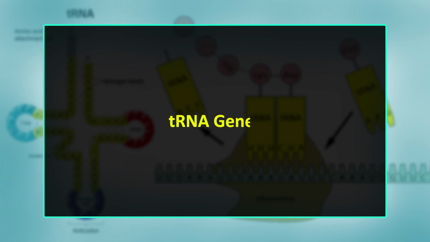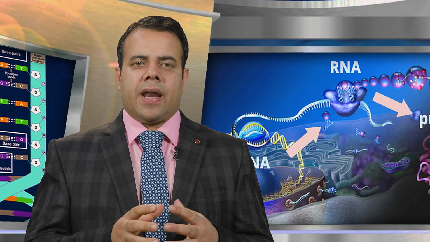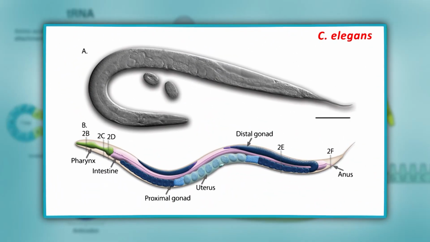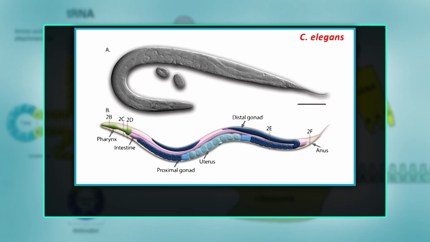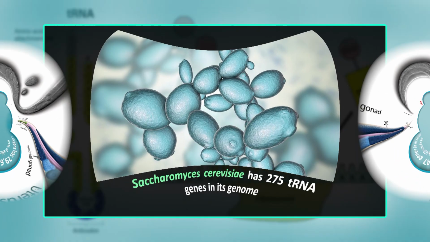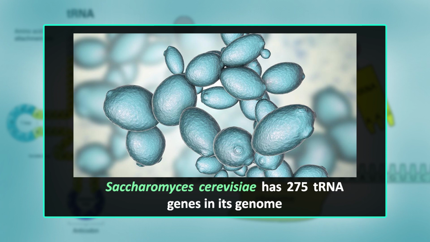Dear students, let's now discuss the tRNA genes. Organisms vary in the number of tRNA genes in their genome. For example, the nematode worm C. elegans, a commonly used model organism in genetic studies, has 29,647 genes in its nuclear genome, of which 620 code for tRNA. The budding yeast Saccharomyces cerevisiae has 275 tRNA genes in its genome.